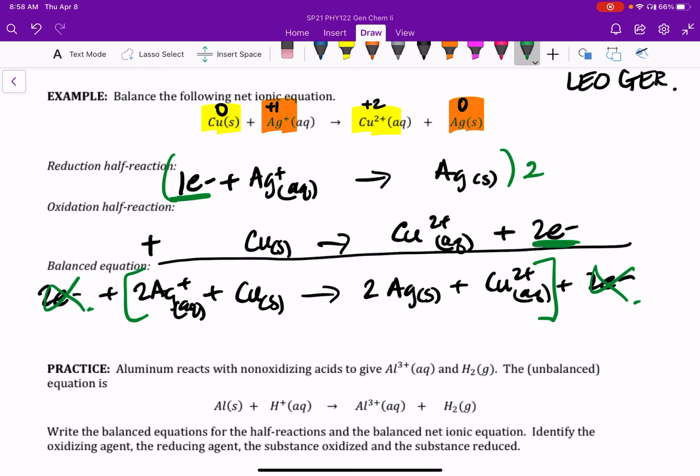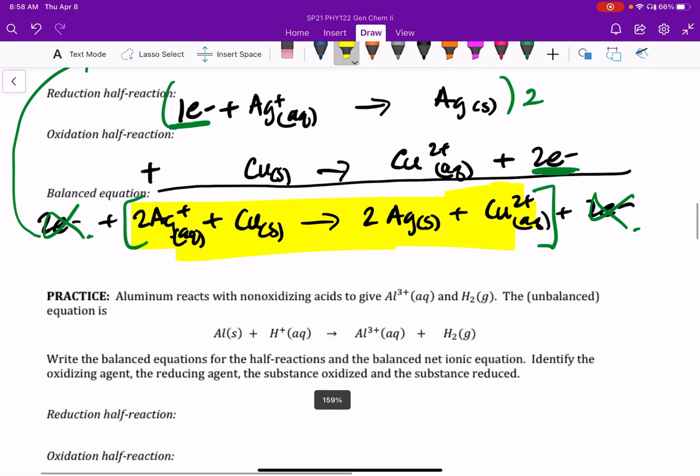So the equation, if you look compared to what we started with, it is a little bit different. In the first one, I just had coefficients of 1 across the board. But by looking at those electrons, looking at the oxidation numbers, I realized for this to actually be balanced, I'm going to have two silver ions for every one copper atom in this reaction. So this would be our final balanced equation.